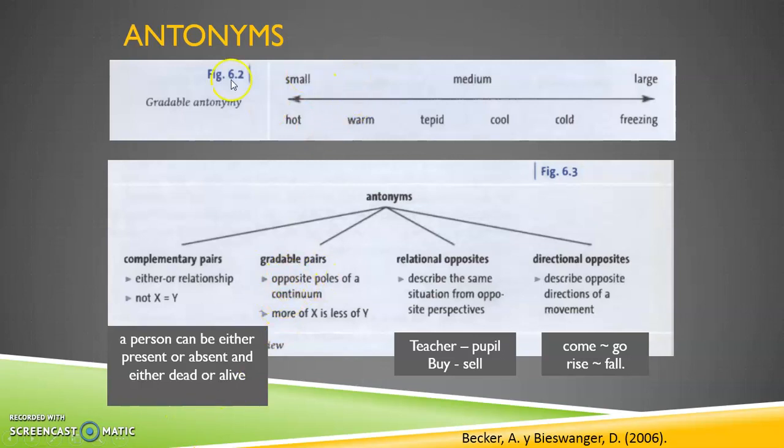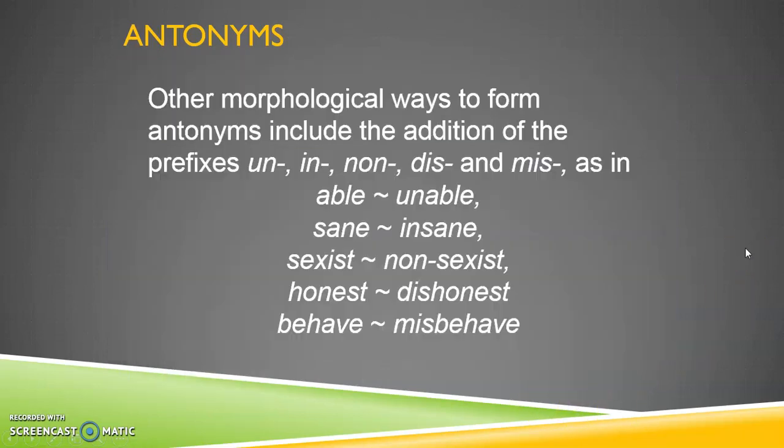Then relational opposites describe the same situation but from opposite perspectives, like teacher, pupil, buy, sell, interviewer, interviewee. And directional opposites describe opposite directions of movement, like come and go, rise and fall. Those are the different types of antonyms.